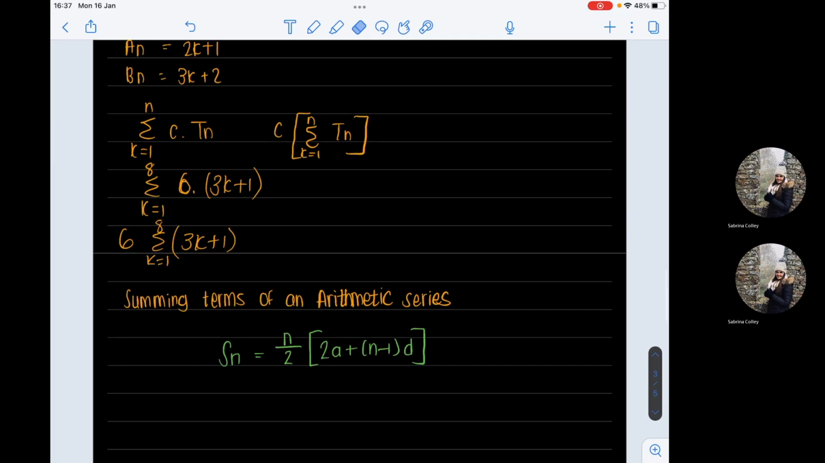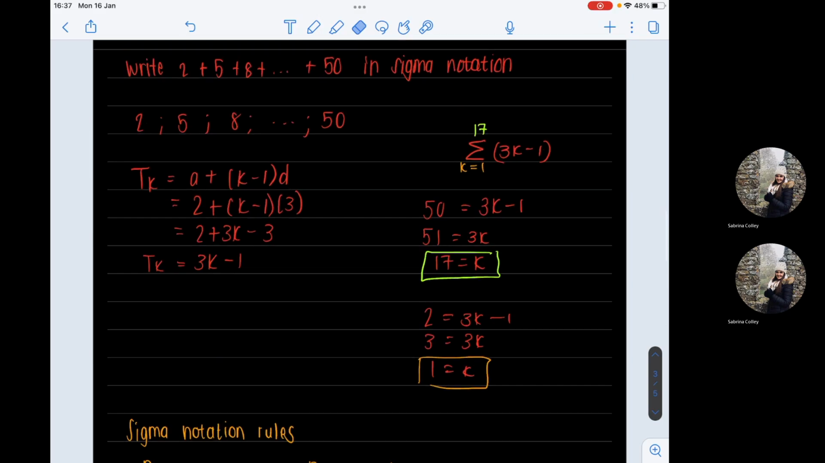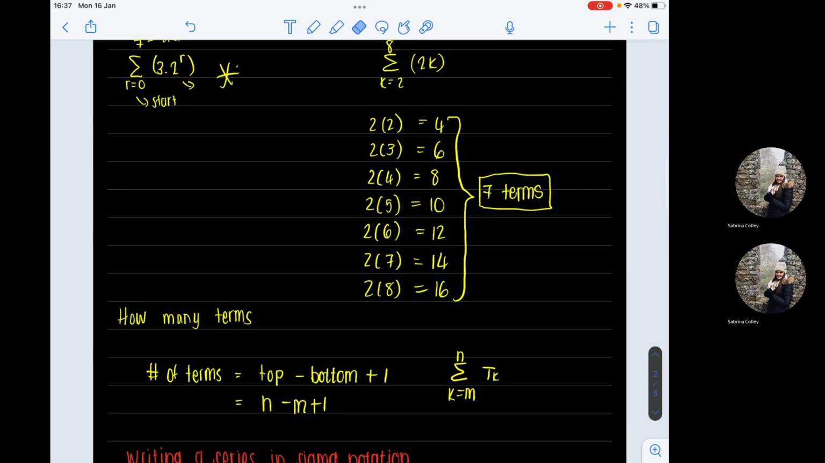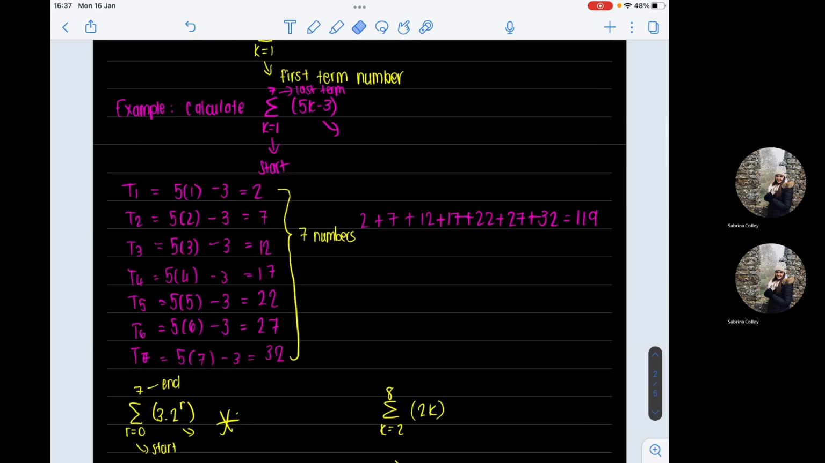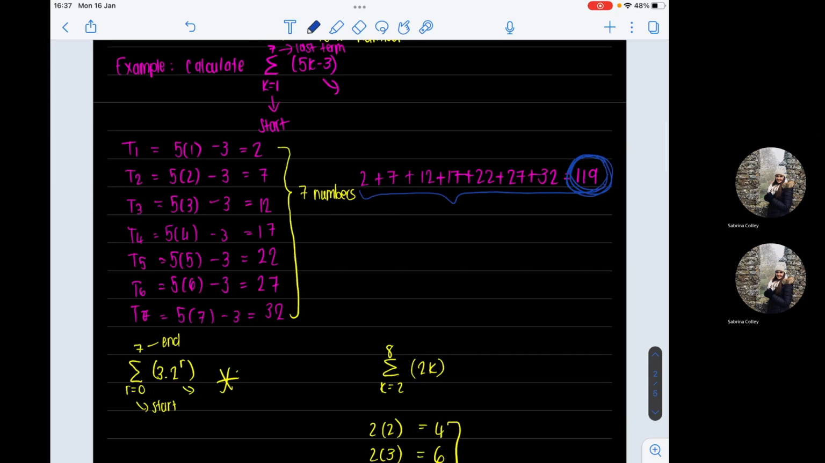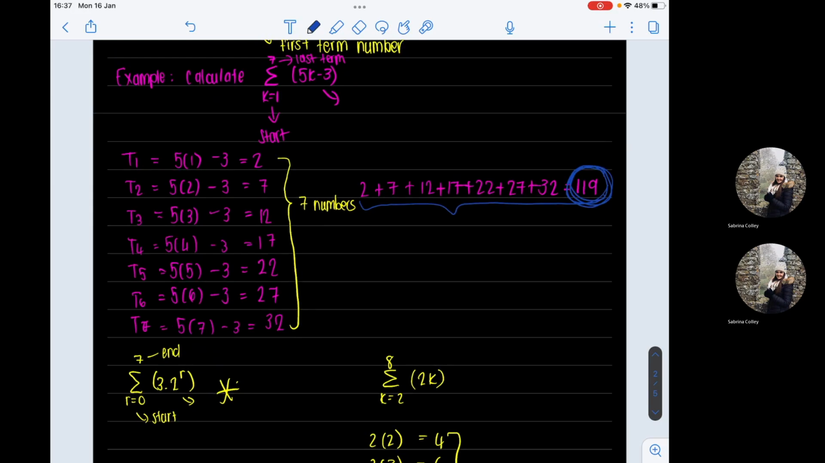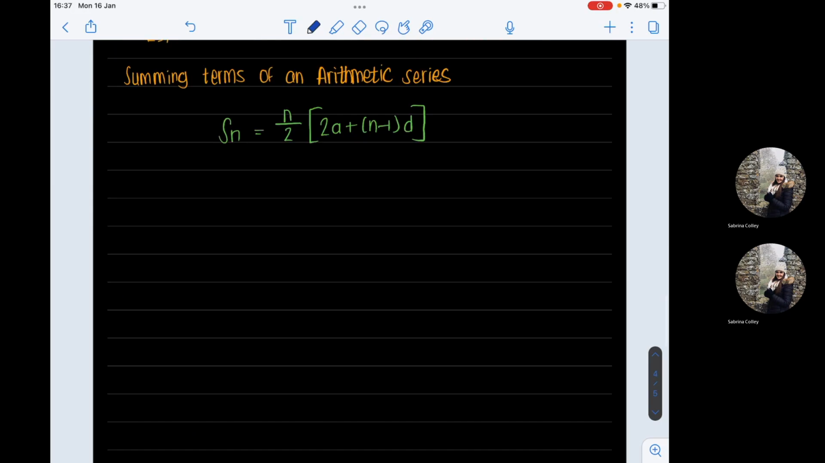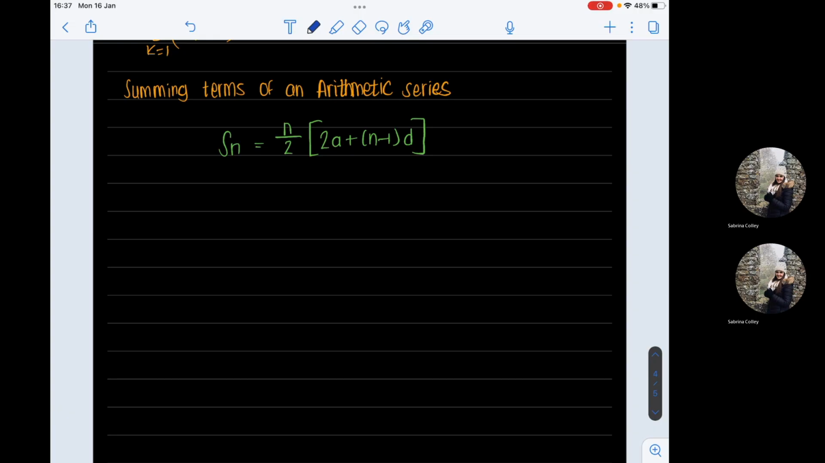So if I want the sum of an arithmetic series, for instance, in the previous example, the sum of the first 7 terms gave us an answer of 119. If I don't want to do the step-by-step situation and I just want the answer, I can use the formula over here. This n tells us the number of terms.